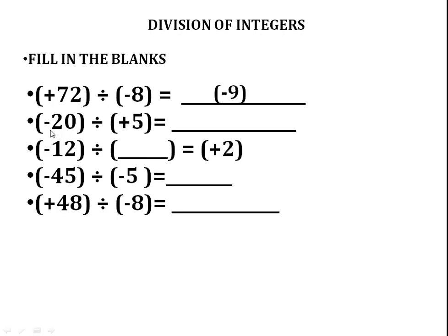Second question. Negative 20 divided by positive 5. Negative divided by positive. What is the answer? Negative. 20 divided by 5? 4. So the answer is negative 4.